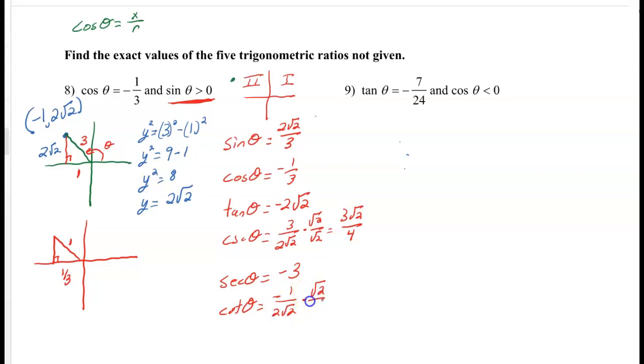Again, rationalize. So negative root 2 over 4. It'd be my suggestion you pause the screen and try problem number 9.